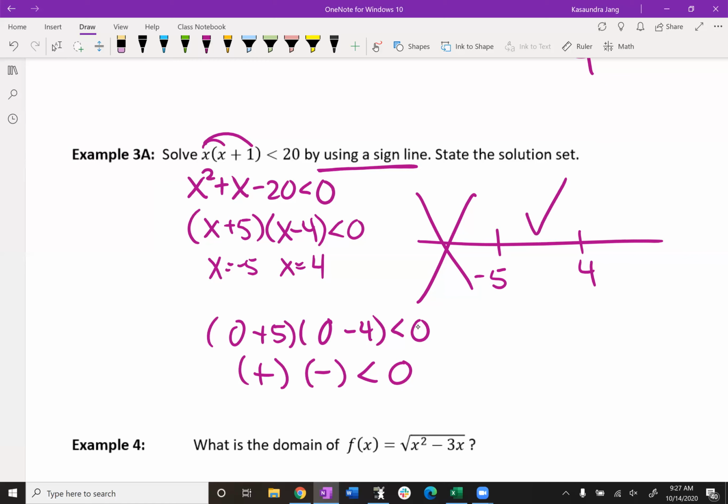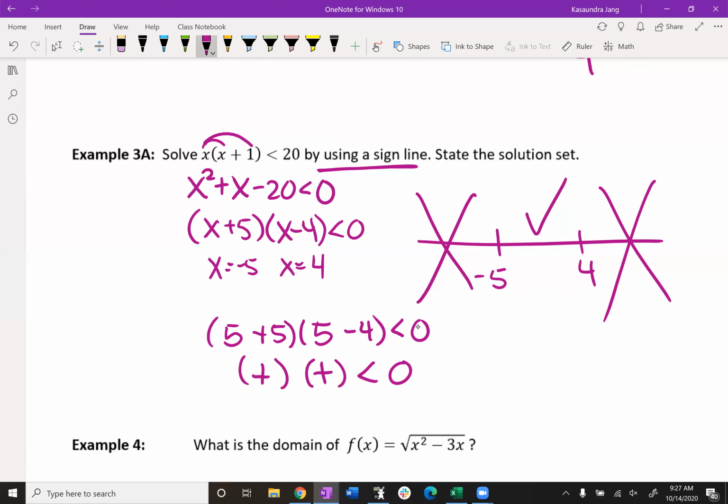And then pick some number greater than 4. That one we can do a 5 on. A 5. Okay, so 5 plus 5 and a 5 minus 4. I get a positive times another positive. Is that less than 0? No. Positives are greater than 0, so that part's out.